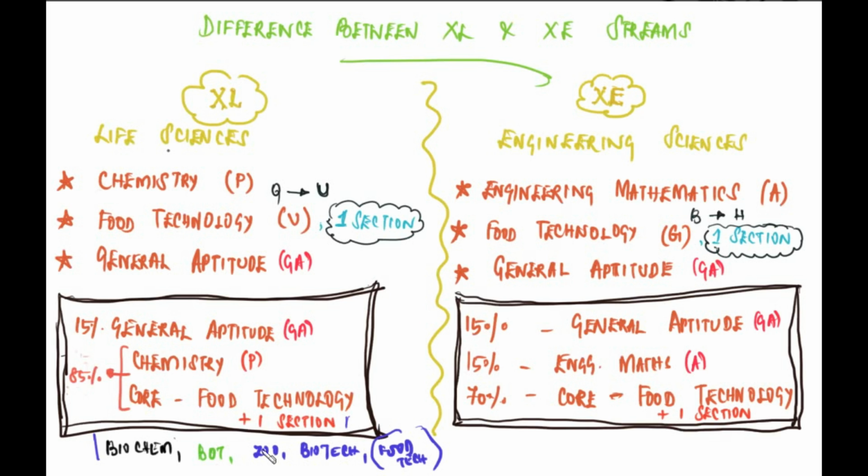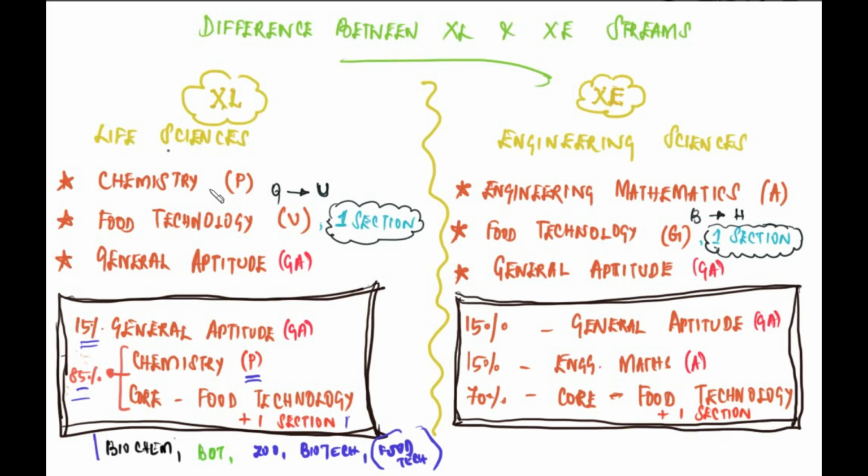Okay, so the question paper will comprise questions from general aptitude, which is a compulsory part here. 15% of marks will go for general aptitude. The remaining 85% of marks will comprise questions from chemistry as well as from the core subject. The core subject is nothing but food technology and one more subject which we are choosing. I gave you the list of subjects which come under this, and from that we'll have to select 2. So you will have questions from these.